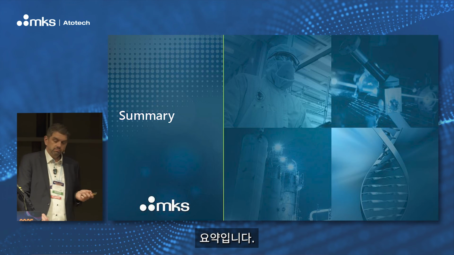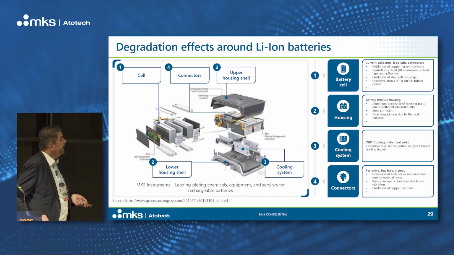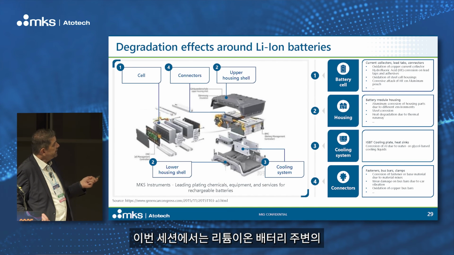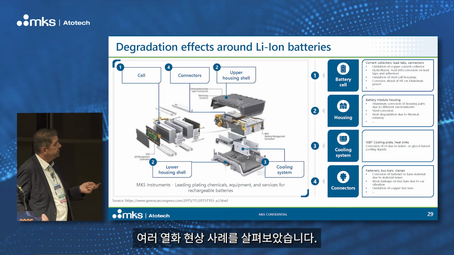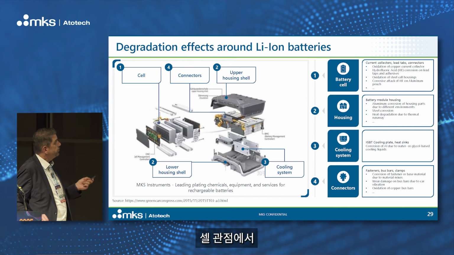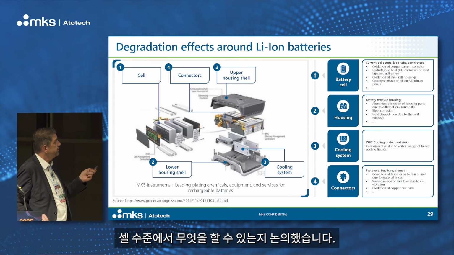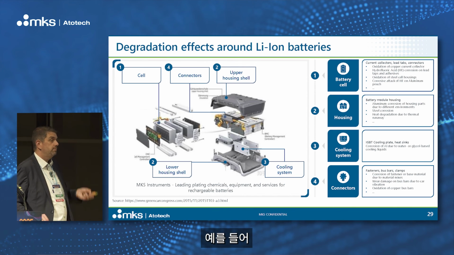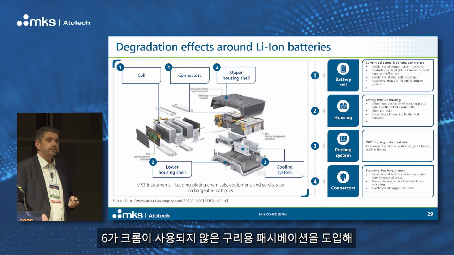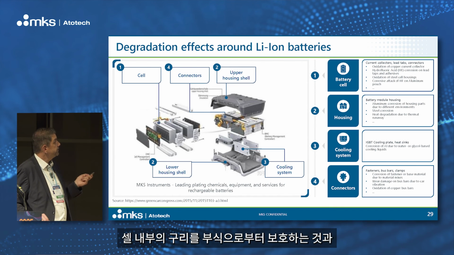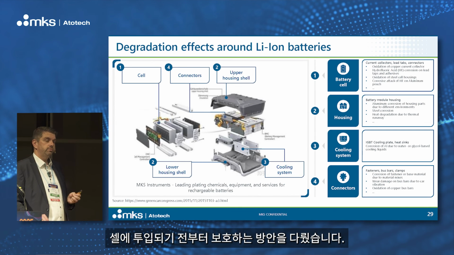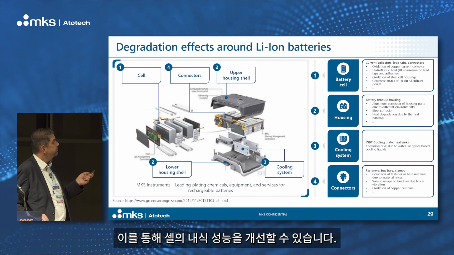Yes, summary. I'm very fast. Again, we have seen some examples of these degradation effects around lithium-ion batteries. We have talked about the cell and what we can do on the cell level, for example, introduce this new Chrome 6-free passivation for copper. So we protect the copper inside the cell from corrosion, we protect it before it enters the cell, and so we can improve corrosion resistance for the cell.